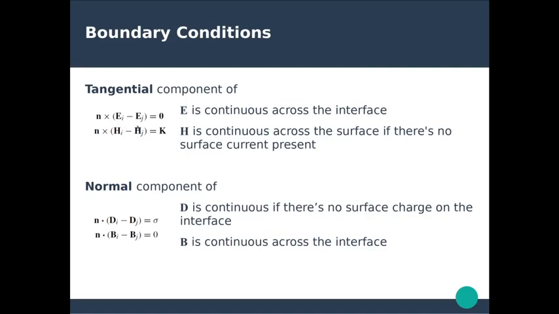Something similar holds for the second equation here. K represents a current density at the interface, and this second equation discusses the continuity of the tangential component of the magnetic field H across the interface when there's no current. So if K in this case is 0, then the tangential component of H is continuous. The second set of equations looks at the normal components, giving the normal component of the electric displacement and the magnetic flux or magnetic induction. They look at the continuity of the normal component of those two physical quantities. So the electric displacement is continuous when there's no surface charge at the interface, when sigma is 0.